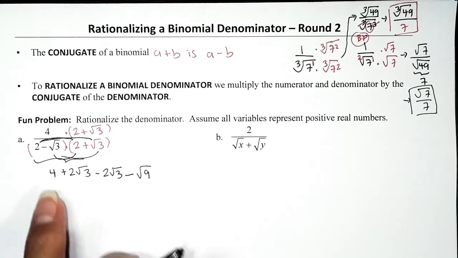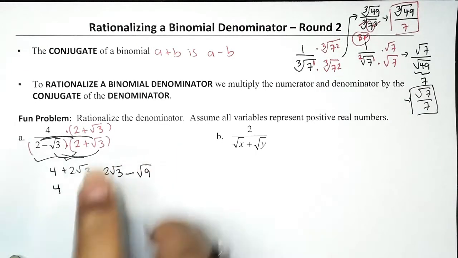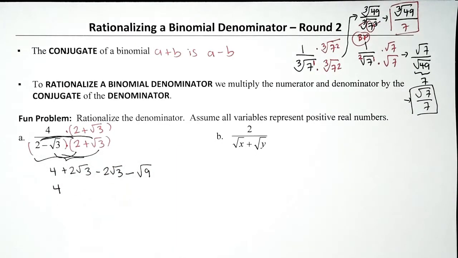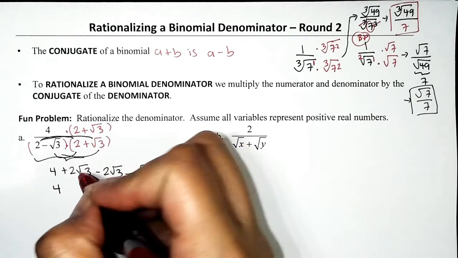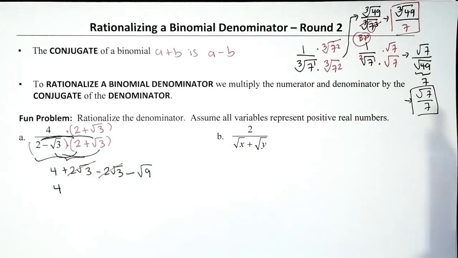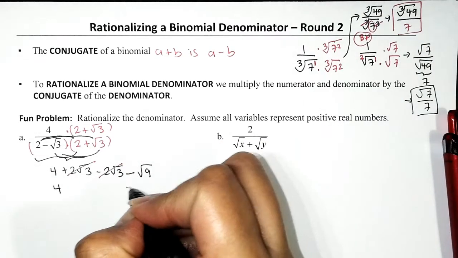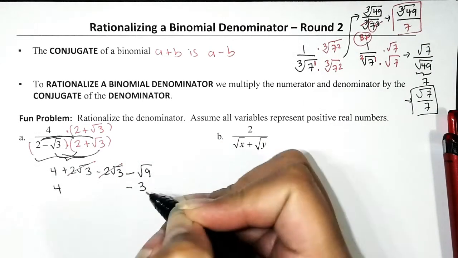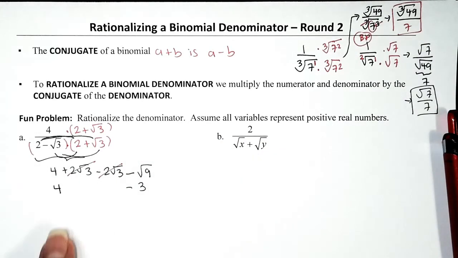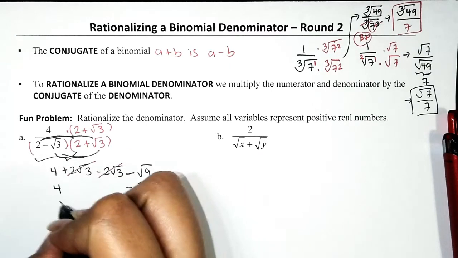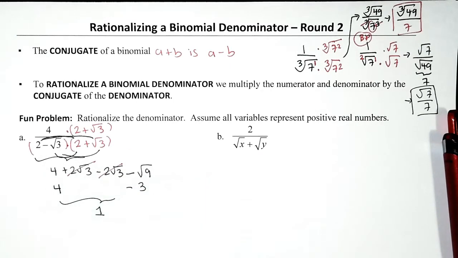Okay, so we have one integer. We have two terms that have a square root of 3. When we combine them, 2 minus itself will give us 0, so they cancel out. And that will leave us with minus the square root of 9, which simplifies to 3. Last time I checked, the difference of 4 and 3 is 1. So after all that hard work, the denominator is 1.